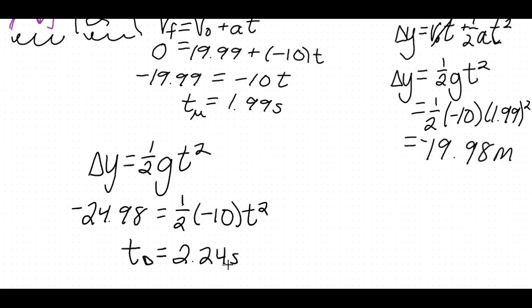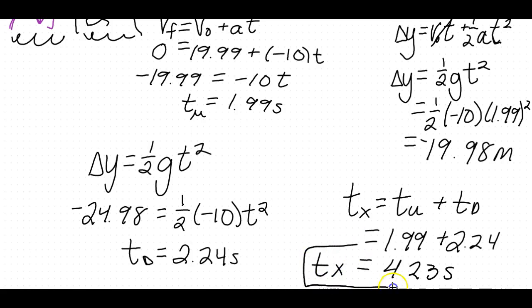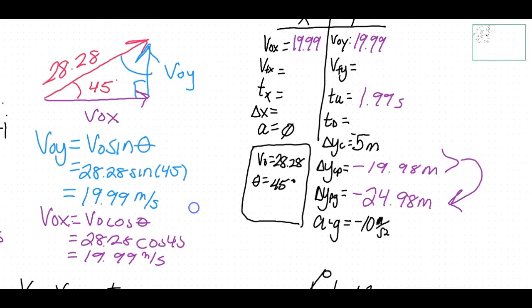All right, now the question is asking the total time of flight. And total time of flight is going to come from the minute it leaves the cliff to the minute it hits the ground. So that is going to be T total, which for these problems is always Tx. And Tx is going to be time up plus time down. So time up, 1.99, time down, 2.24. You add those together, and you are going to get 4.23 seconds. So that is the total time. And that's the answer to part A. Total time, 4.23 seconds. Put that up here.